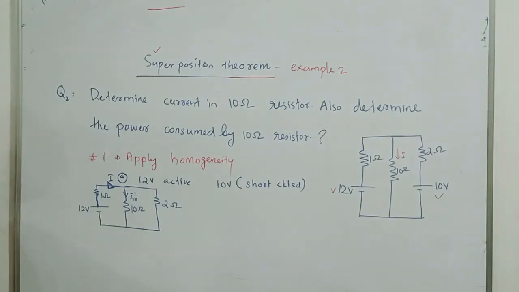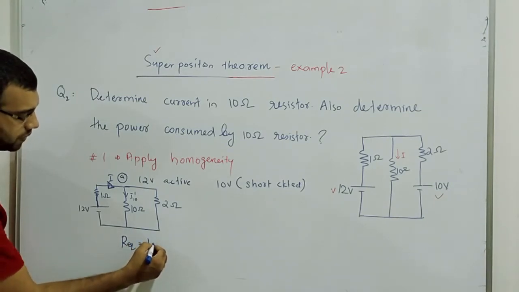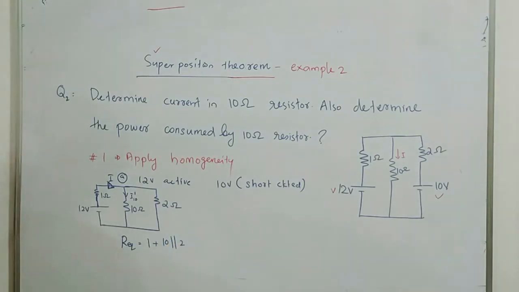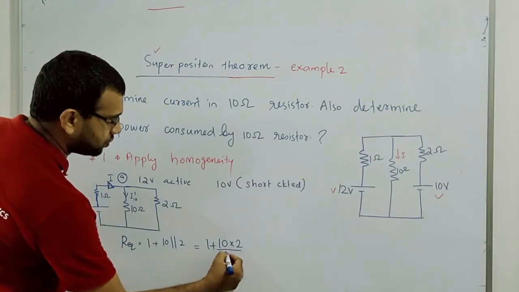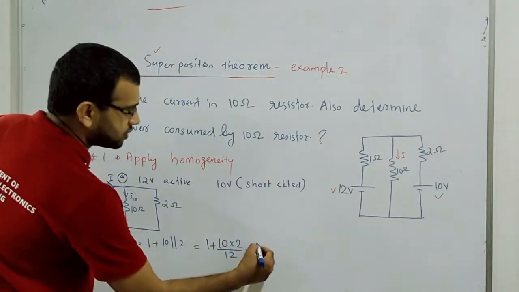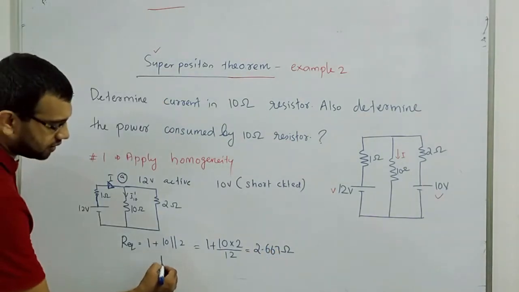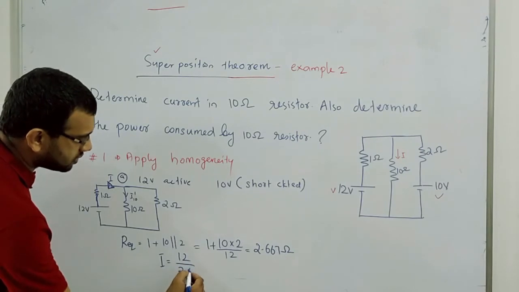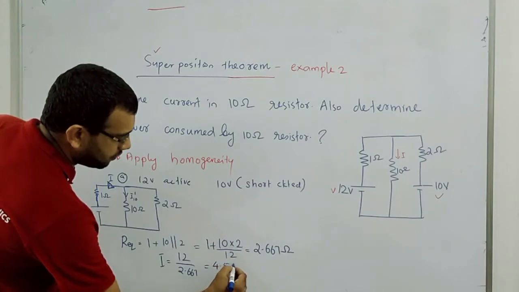What is the equivalent resistance? R equivalent under this condition is 1 plus 10 ohm in parallel with 2. So 1 plus 10 into 2 divided by 12. So the answer is coming as 2.667 ohm. So the main current is voltage divided by total resistance, that is 12 divided by 2.667, which is coming around 4.5 ampere.